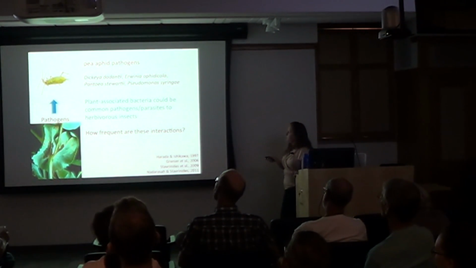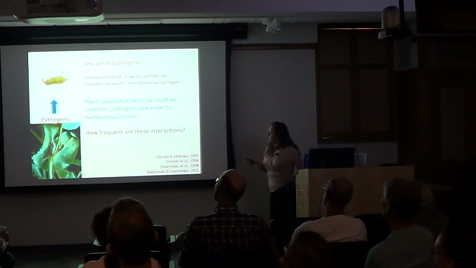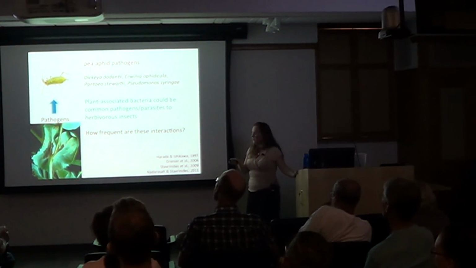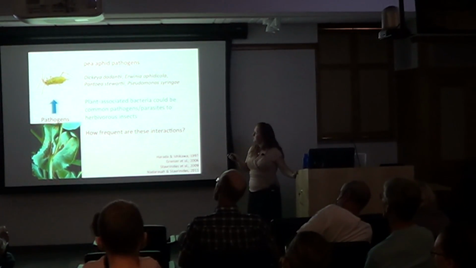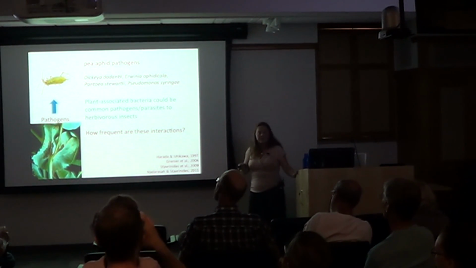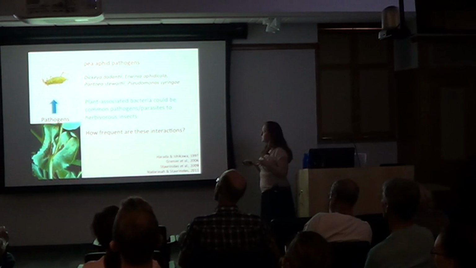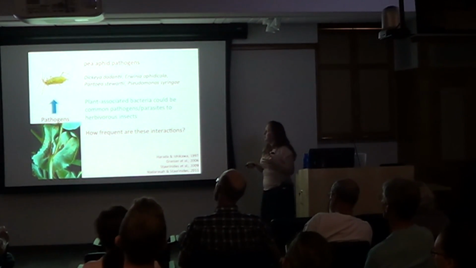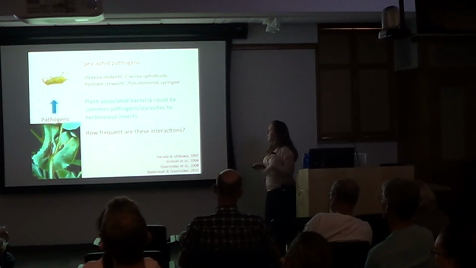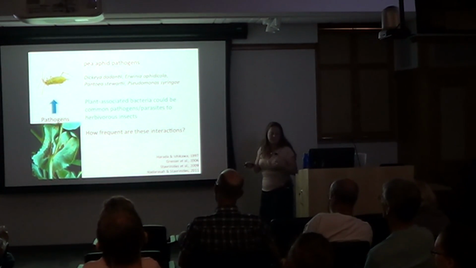There have actually been 4 plant pathogens that have been found to also be pea aphid pathogens. These other 3 have very similar effects to what we see with Pseudomonas syringae, where they grow inside the insect and can be highly virulent. So it's possible that these plant-associated bacteria are actually common pathogens to insects, but we don't really have a handle on how frequent these interactions actually are.